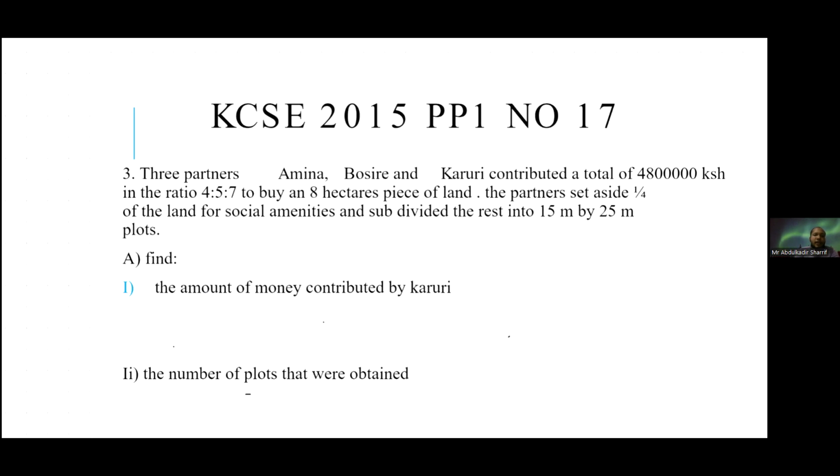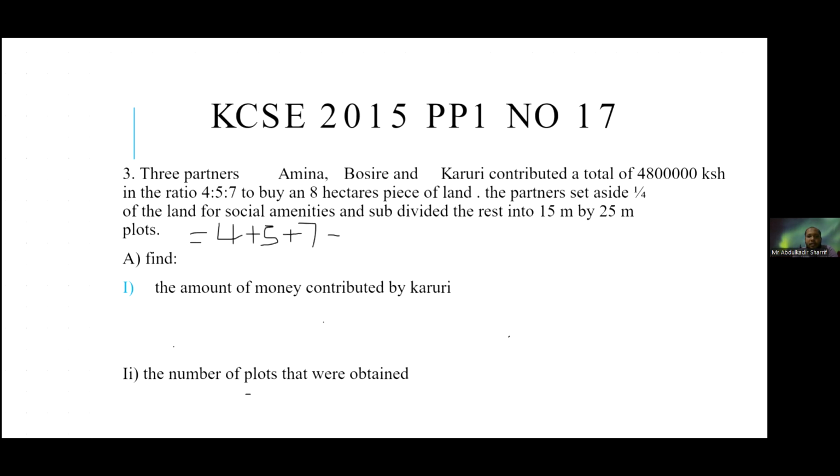So for question A, find Roman 1, the amount of money contributed by Karuri. So let's find out the total ratio. So the total ratio of their contribution is 4 plus 5, as you see, 4:5:7. So it's 4 plus 5 plus 7. So the total ratio is 16. Okay. Just make sure you know that.